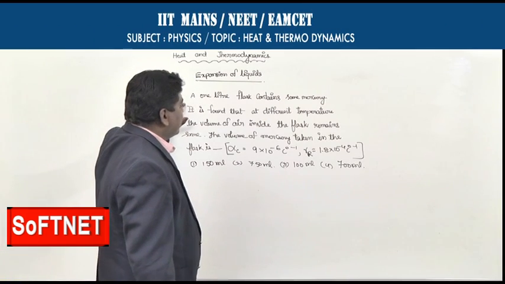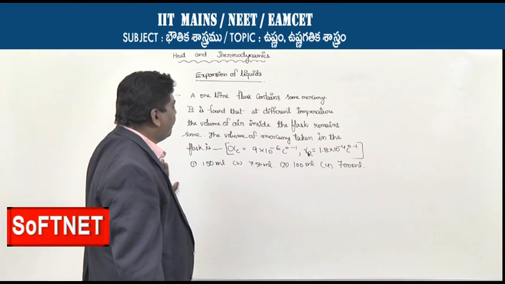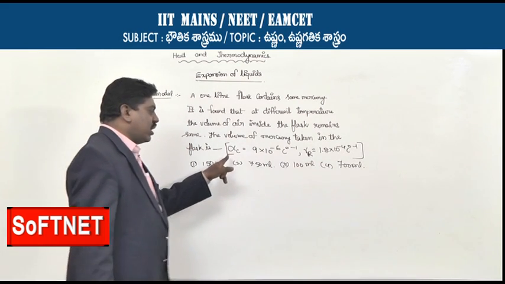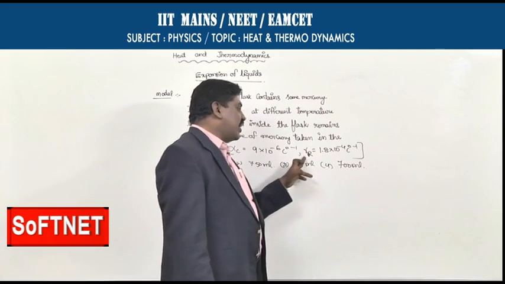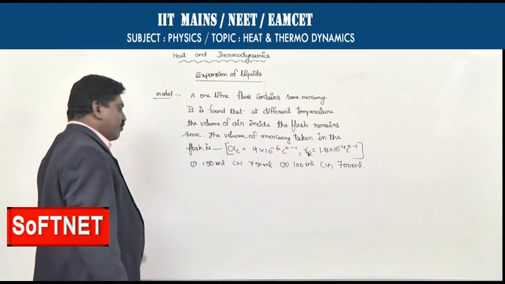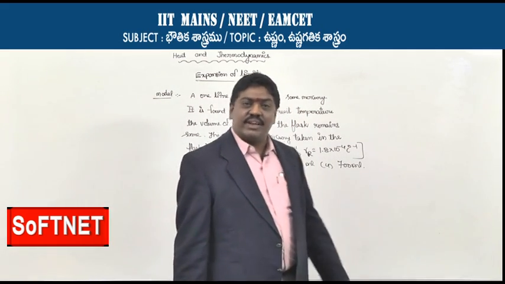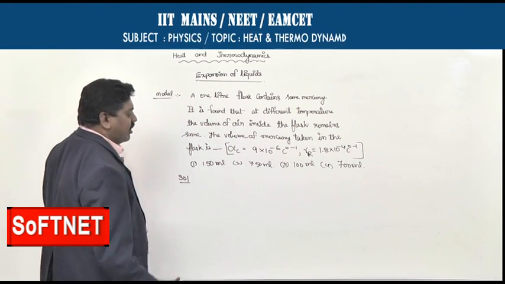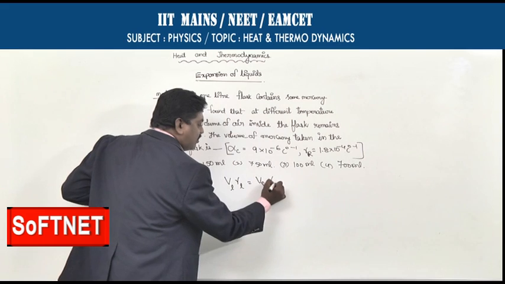A 1 liter flask contains some mercury. It is found that at different temperatures, the volume of air inside the flask remains the same. The volume of mercury taken in the flask is? We are given alpha C equals 9 into 10 to the power of minus 6 per degree Celsius, and gamma R equals 1.8 into 10 to the power of minus 4 per degree Celsius. The options given are 150 ml, 750 ml, 100 ml and 700 ml. Okay, fine. Then, as earlier we have derived, VL gamma L equals VC gamma C.